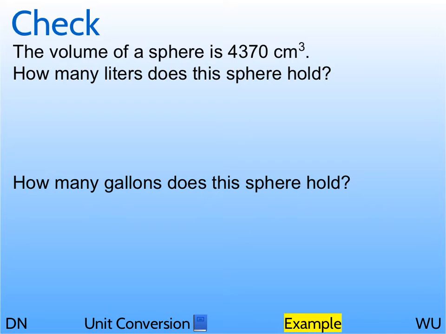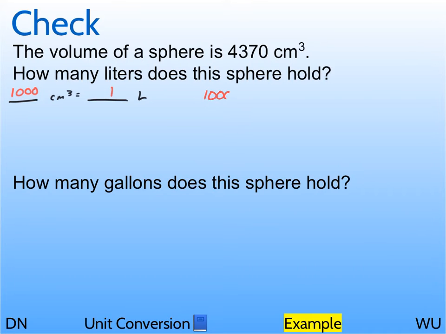Okay, so in this problem, we have the volume of a sphere, and it's 4,370 cubic centimeters. We want to figure out how many liters does this hold. So what you would do is look back at that sheet from the last slide, which I can't really go back to, but I've written these things down. And you want to find something where it's like blank centimeters cubed equals blank liters. Now, I already wrote these things down, but you can just check back on the sheet. It's there. And it says that 1,000 centimeters cubed equals 1 liter. So that's the way we're going to start this thing.